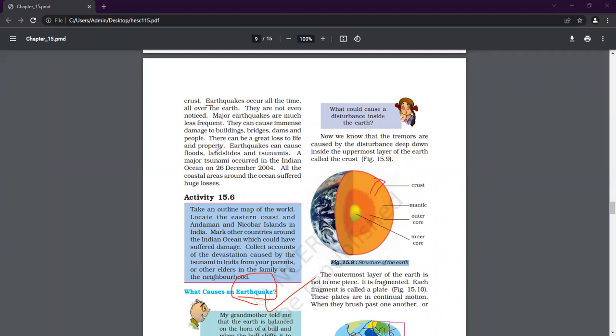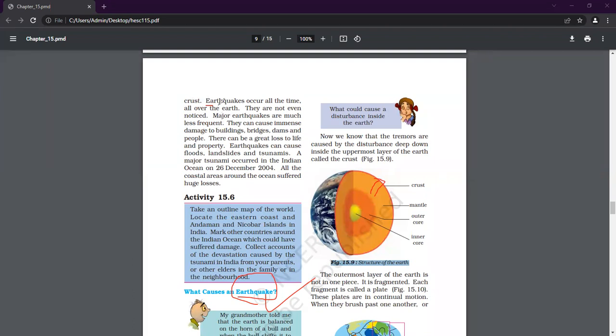Today we are discussing chapter number 15, natural phenomena. And in this topic, we have to discuss earthquake. The earthquake is a natural phenomenon. It is a disastrous natural phenomenon which can cause harm to human beings and their property. We are discussing the earthquake topic.